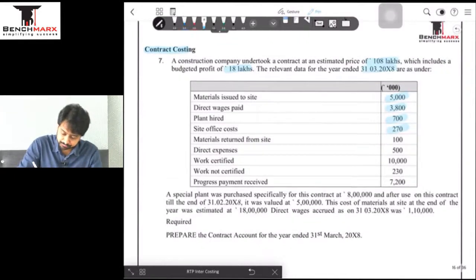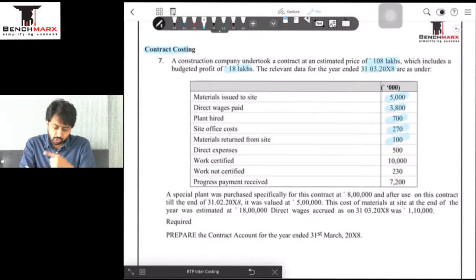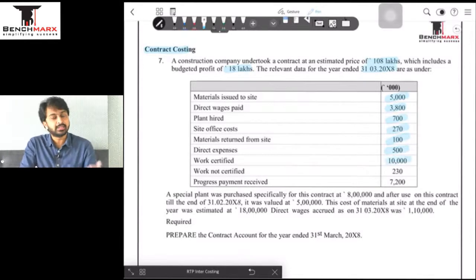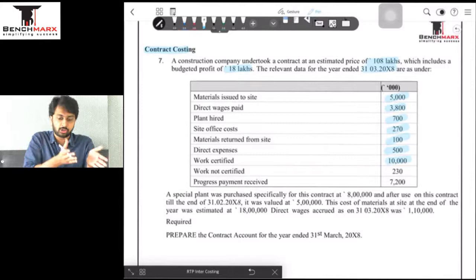Return from the site, either knock off 100 from 5,000 or return will be on the credit side of contract account, because ये मेरा cost नहीं है. If something is returned from the site, ये consume नहीं हुआ है, we obviously assume 100 was a part of 5,000, so remove from 5,000 or 100 will come on the credit side. ठीक है, expenses 500 direct, contract debit, work certified 10,000. We'll assume that this is at contract price because we don't have the details of work completion and all, so assume 10,000 is at contract price.